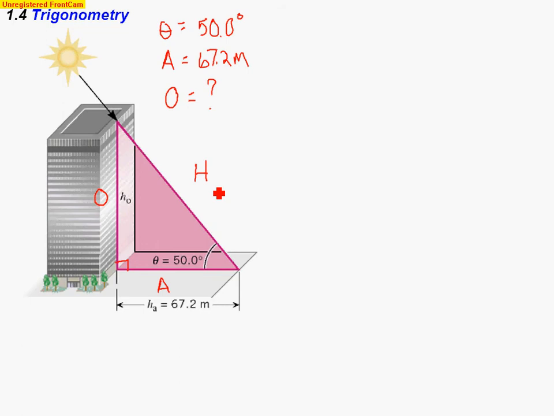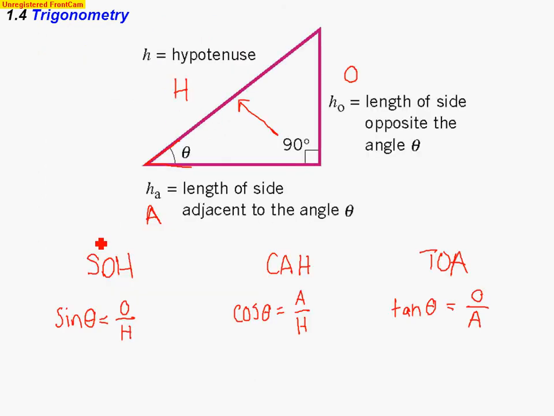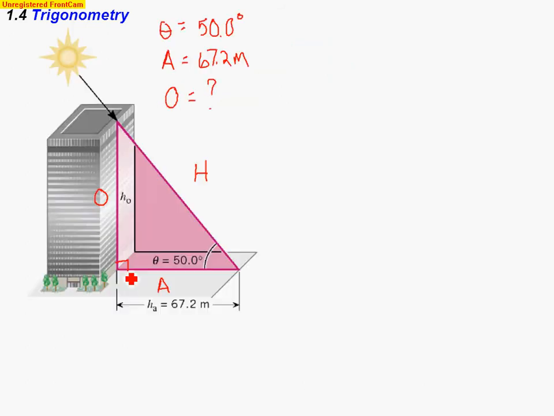So we need one of our equations from the previous slide that has theta, A, and O in it. So two of the things that we know and the one thing we don't know that we want to know. So going back, which one would that be? Here we are, theta, A, and O. So we need to use the tangent function. As you see, sine and cosine both have the hypotenuse in it, which we don't know and we don't need to know. So we're going to go with tangent. So tangent, TOA. So that means tangent of the angle theta is equal to the opposite side divided by the adjacent side.